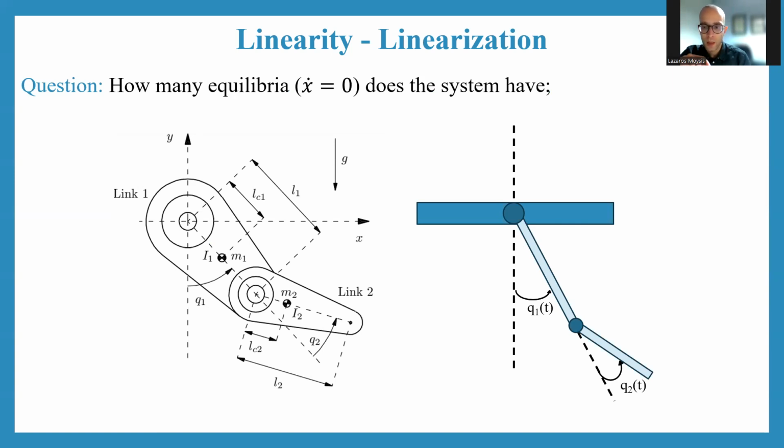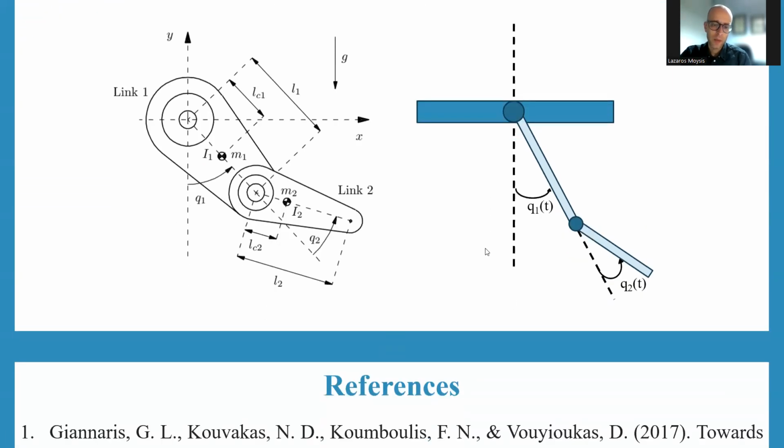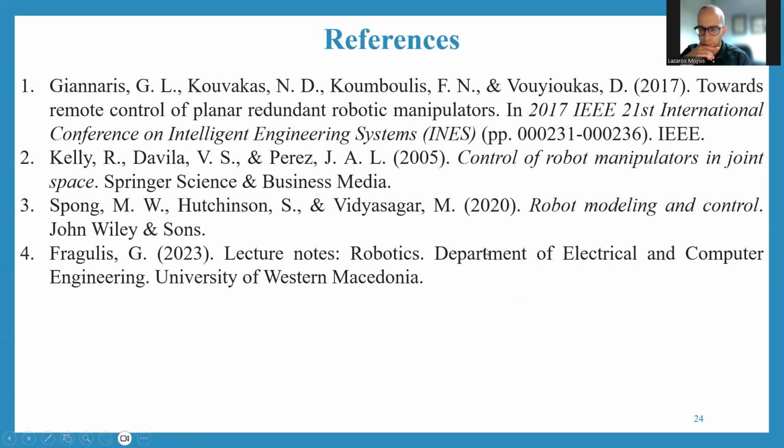So think of it as an open exercise, right? The examples here are taken from some very classic books, like the book Control of Robot Manipulators and Robot Modeling and Control. These are very, very classic books for teaching control theory. I would advise you to take a look at them and also at all of these references.